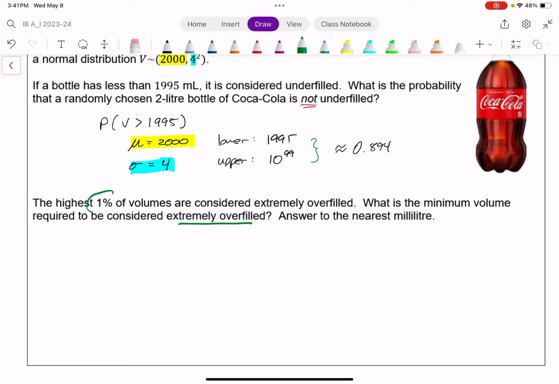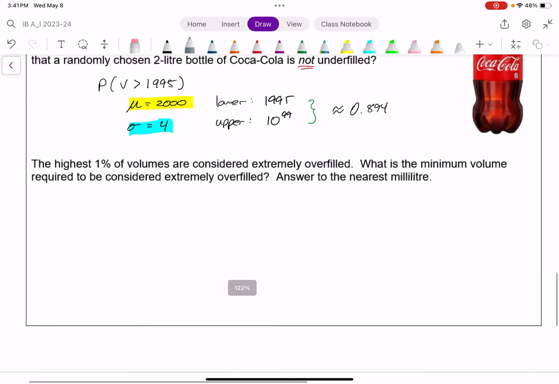And by definition, it's saying the top 1% of these volumes are considered extremely overfilled. So what is the minimum volume that would be considered extremely overfilled? So for this, let's think about what we're trying to find here.